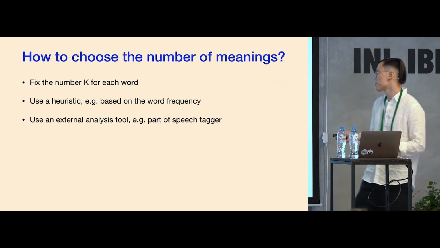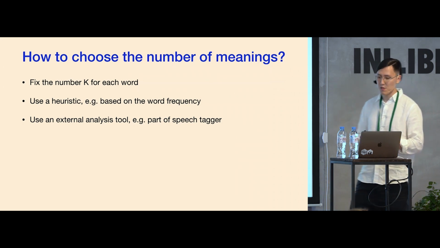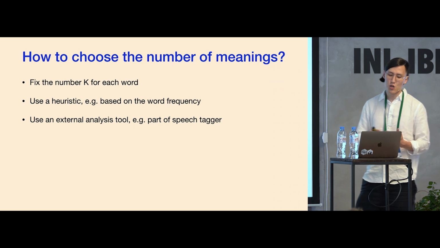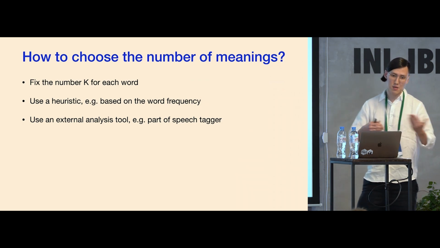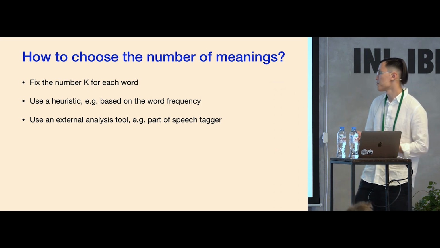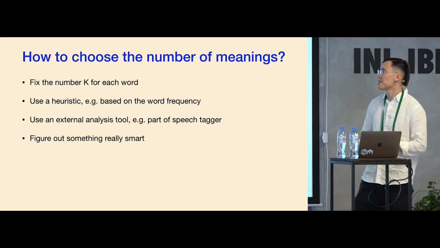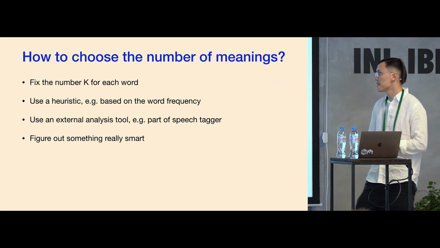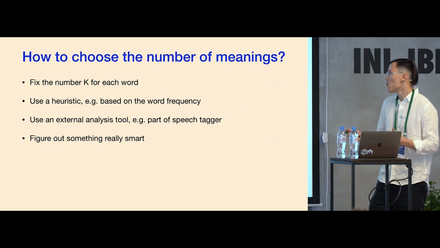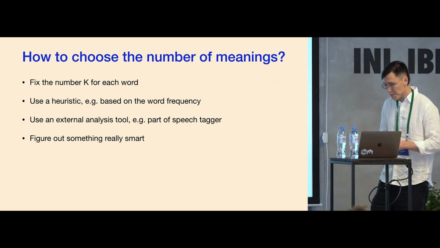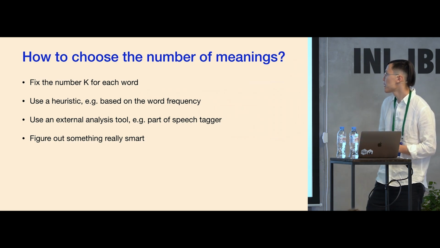Again, what we could do is use something like a part of speech tagger just to learn different meanings for different parts of speech, if the word may appear in different forms. But I don't think this would solve the problem completely. Or, and the rest of my talk will be about this, we can figure out something really smart, something that combines all the strong sides of maybe all the heuristics we can find.